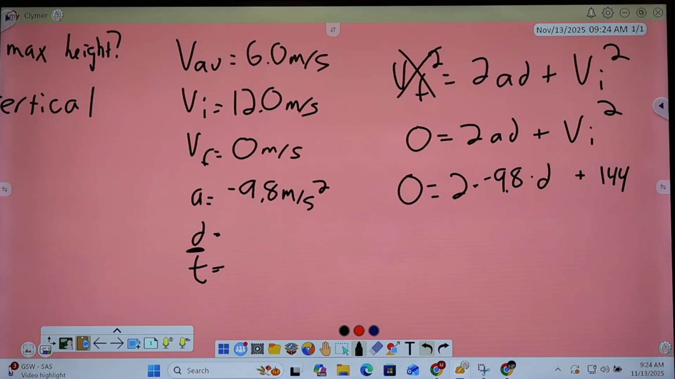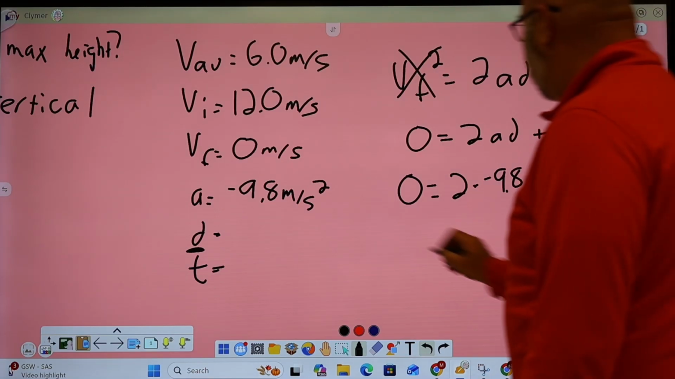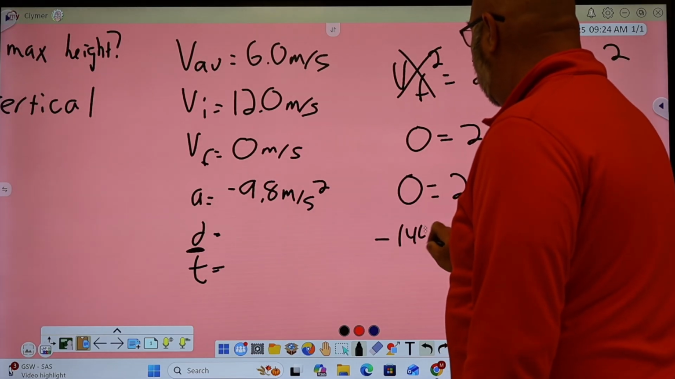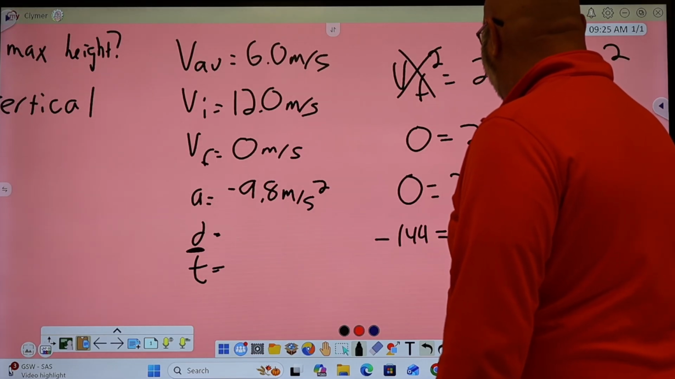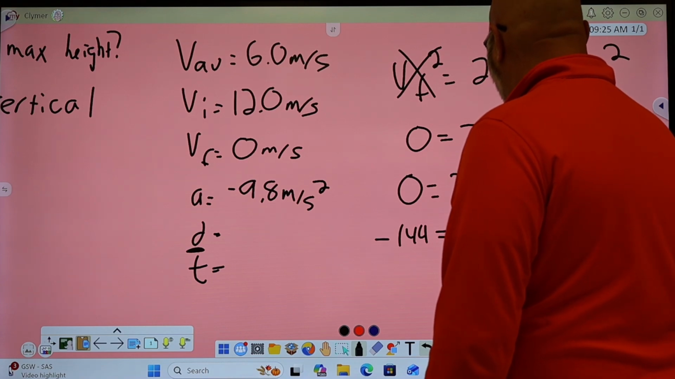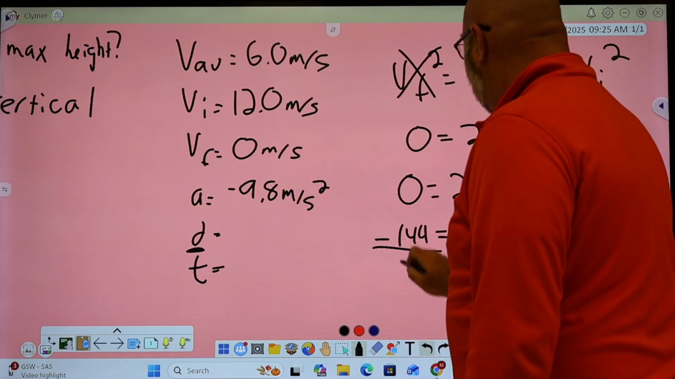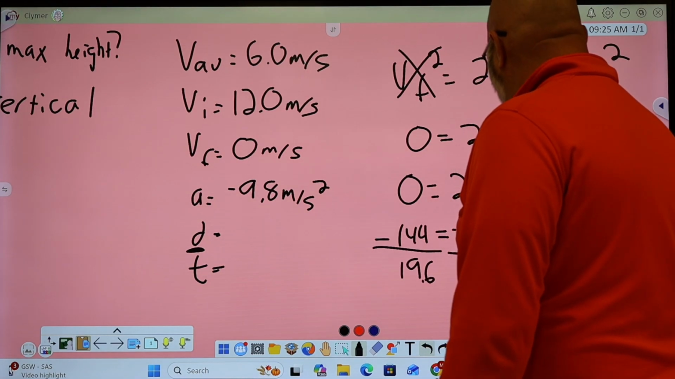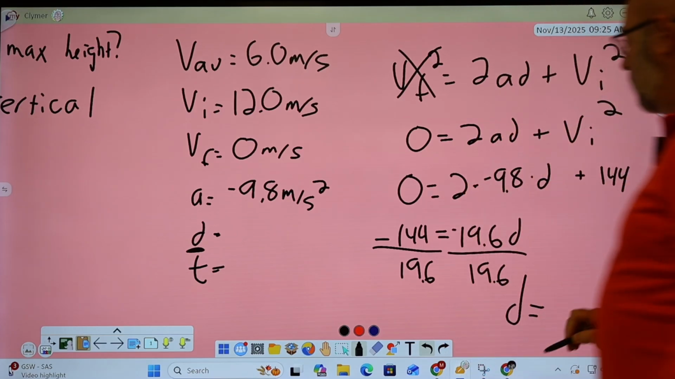And now this is just algebra stuff, right? 2 times 9.8 is what, 19.6 negative d. Distance equals.